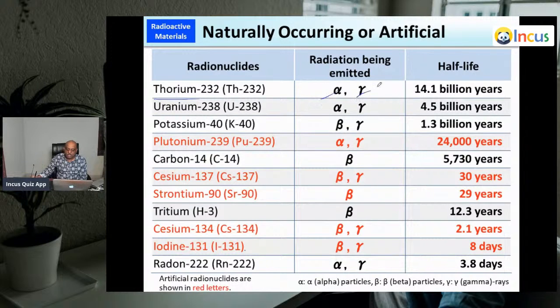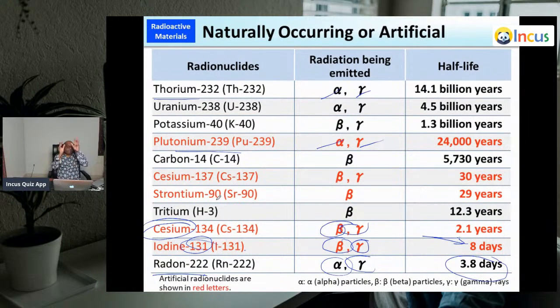Thorium is alpha gamma, plutonium is alpha gamma, radon 222 is alpha gamma, 3.8 days in the half-life. Whereas cesium is beta and gamma, 2.1 years. I-131 used in radiotherapy, beta gamma, it has got 8 days. So what type of radiation and what is the half-life is the favorite area of the examiner.